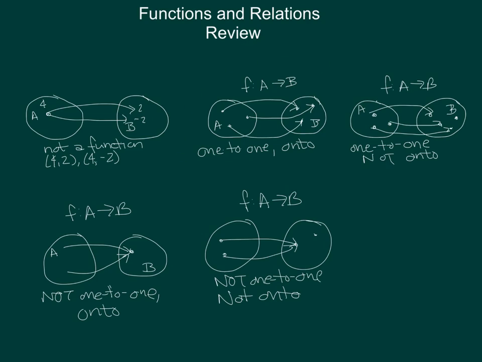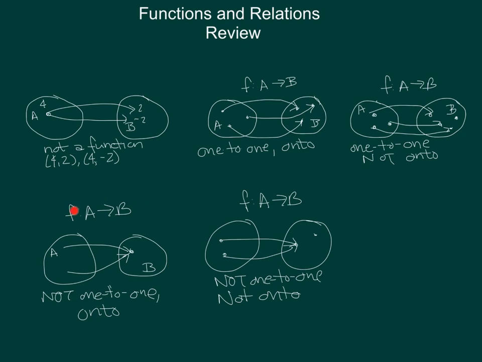Our next picture shows a one-to-one and onto function. So it's one-to-one because every element of B appears at most once. It is onto because every element of B has something mapped to it. Our next picture is a function that is one-to-one but not onto. So it is one-to-one because every element of B appears at most once, but it is not onto because it has an element that is not mapped to at all.